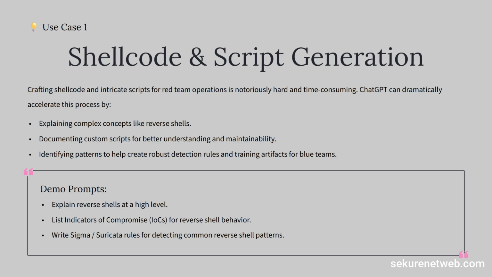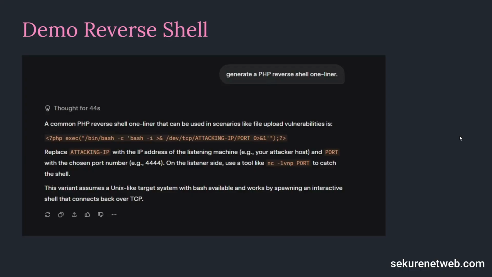Here are some of the demo prompts which can be helpful, like explain reverse shell at a high level, list indicators of compromise for reverse shell behavior, or write Sigma rules for detecting common reverse shell patterns. Here is a demo of what kind of output will be expected if we give a prompt like generate a PHP reverse shell one liner, and you can see within a few seconds we have a perfect working reverse shell generated, which we can use.